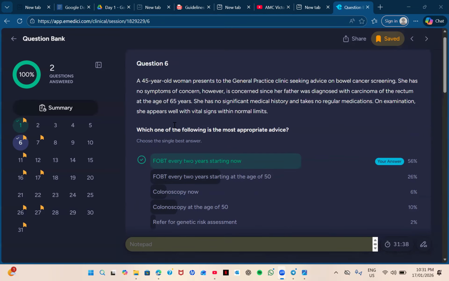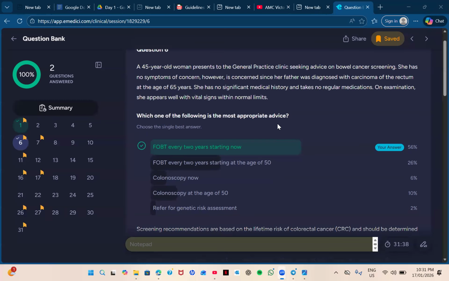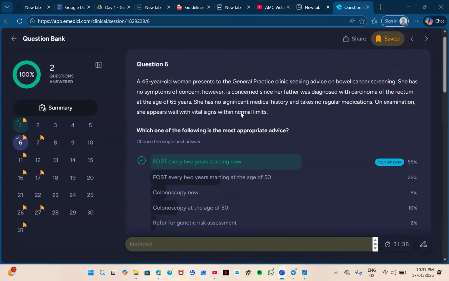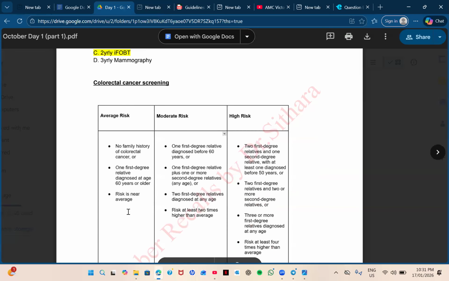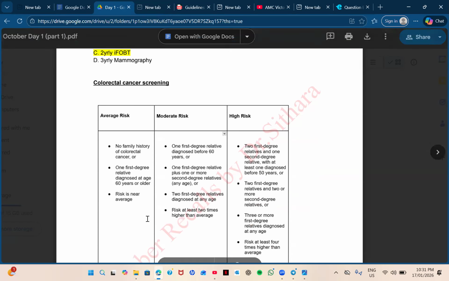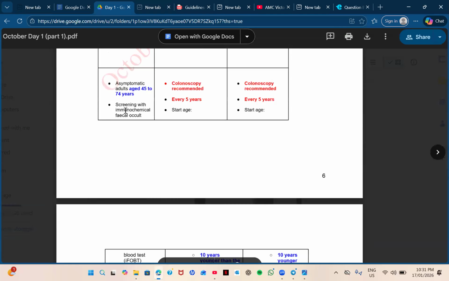Each patient is average risk, right? So don't make any confusion. These are very easy and you can easily take the full score for this question. I explained because some doctors have marked it as moderate. This is not moderate, this is average risk. I'll show it again. Here, one first degree relative diagnosed at age 60 or older, these are average risk, and FOBT every 2 years starting from age 45.